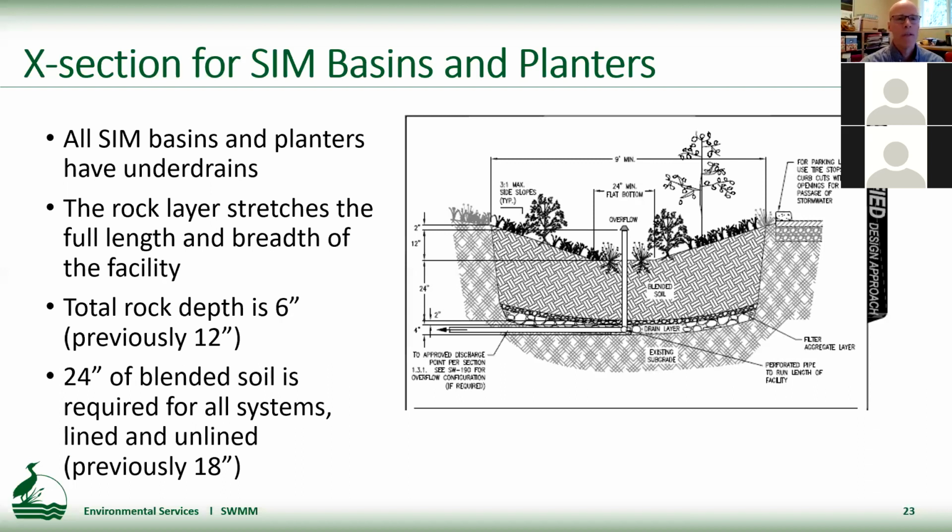Maybe the biggest change is that we're now requiring 24 inches of blended soil in all systems, lined and unlined, under the simplified approach. It used to be 18. And that's largely to improve summertime conditions for plants as far as the reservoir of water that's held by the soil. It'll also include retention somewhat, but the priority here really was summertime plant health.